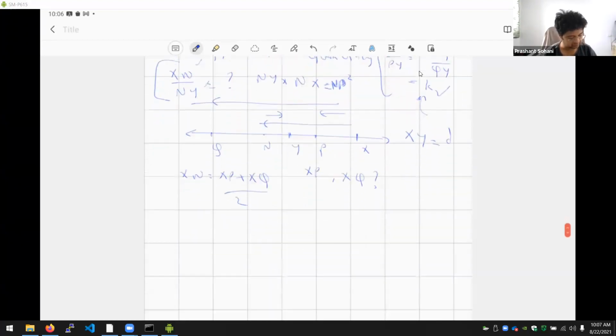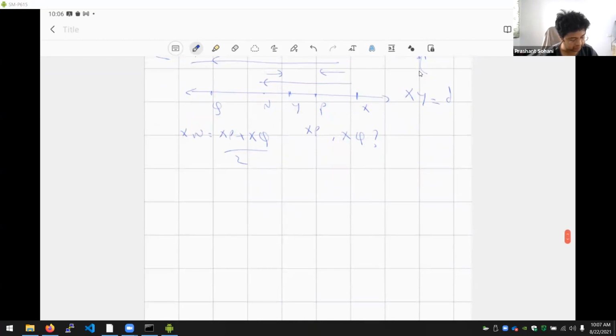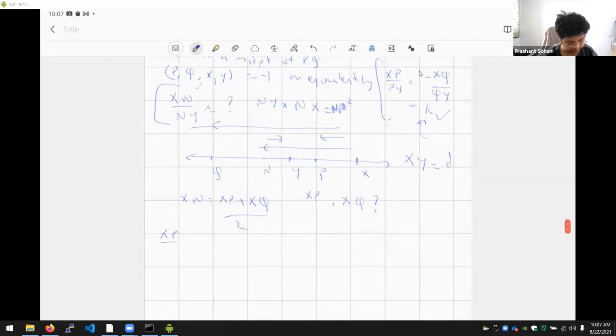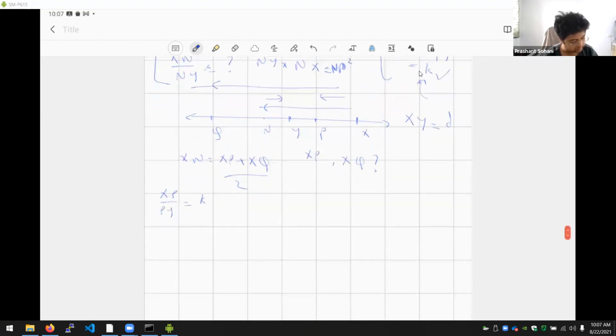Okay, so basically it is just a set of simultaneous equations, because what we have is, we know XP upon PY equal to k and XY equal to d. So if I write this as k upon 1, I am interested in XP. So if I add the numerator to the denominator, XP upon XP plus PY equal to k upon k plus 1. And XP plus PY is nothing but d. Therefore, XP equal to d times k upon k plus 1.